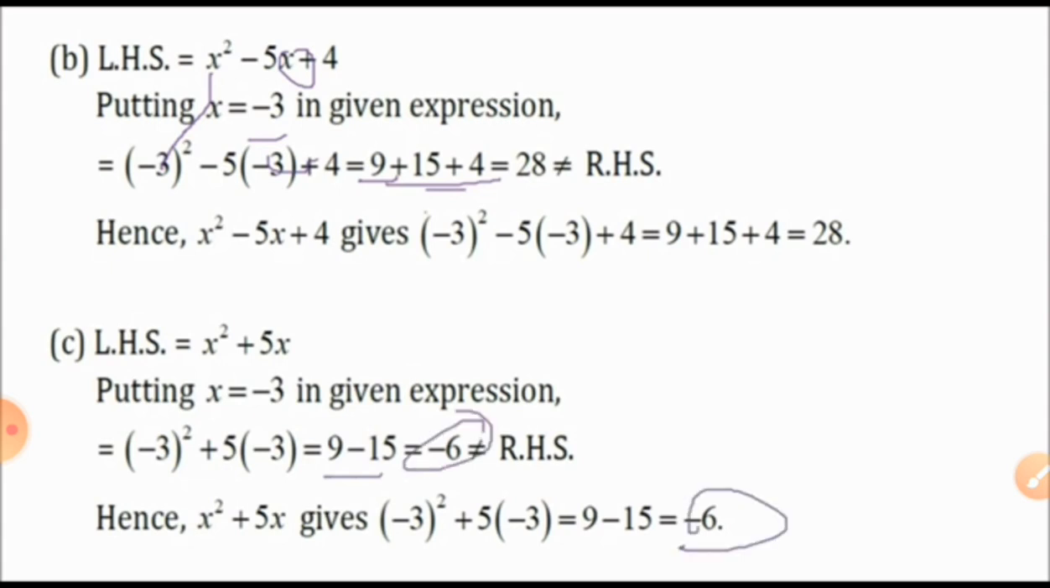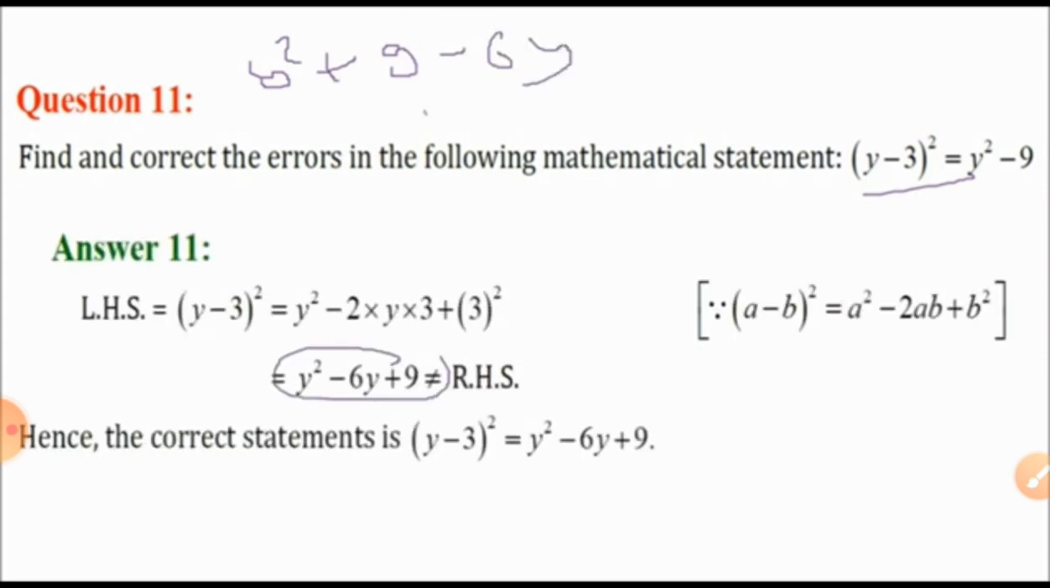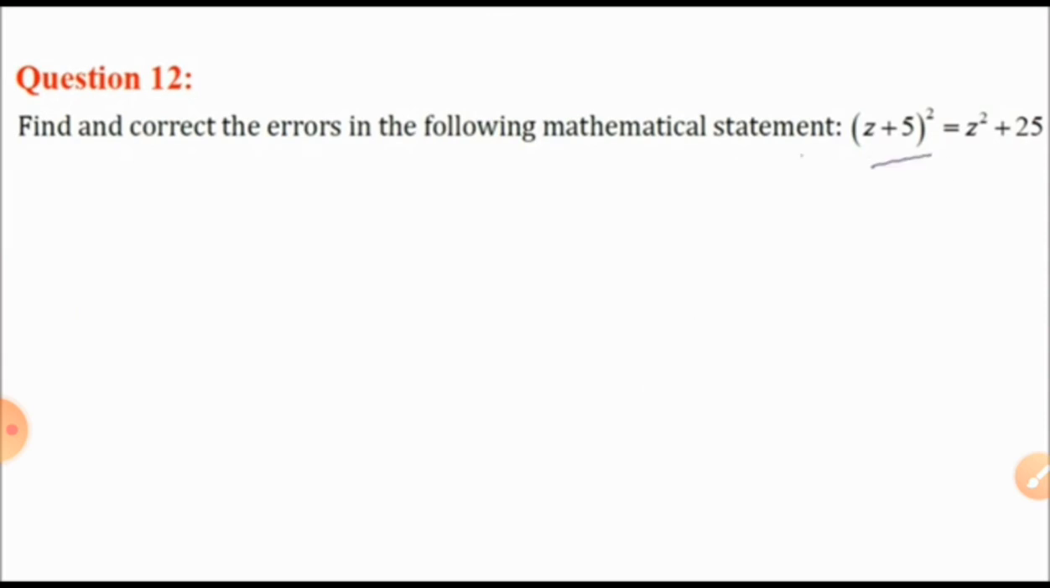C. Left hand side is x squared plus 5x. Put the value and find and correct the errors in the following statement. Minus 9. Yes or no? Sorry, this is the wrong answer, beta. First, yes, y squared plus 9 minus 6y is our answer. Not the answer, but we can say it's a wrong one.